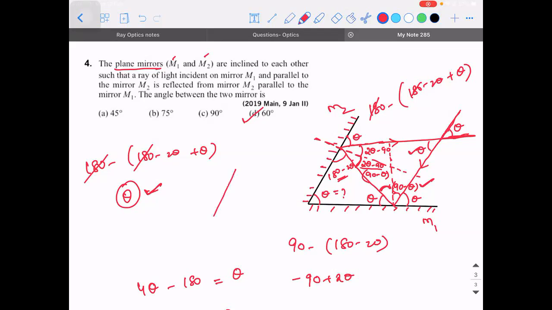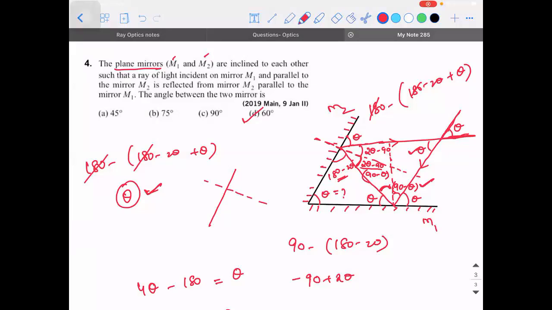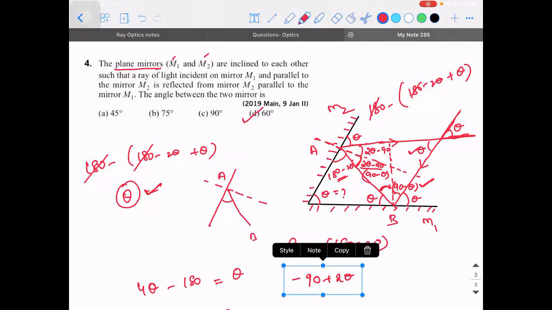Did you guys understand? M2 is like this. This is the normal, right? இப்படி ஒரு ரே போதா? Let me call that ray as AB. இது A, இது B ன்னு எடுத்துக்கிட்டேன்னா இது 180 minus 2 theta. இதெல்லாம் புரியுதா? Yes, sir. 180 minus 2 theta னா அப்ப இந்த ஆங்கிள் எவ்வளவா இருக்கும்?